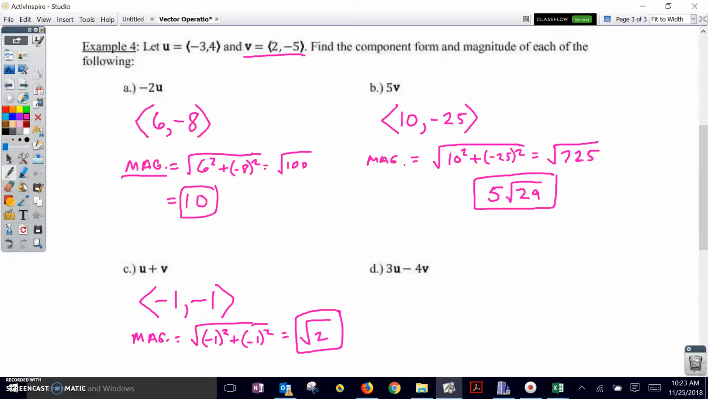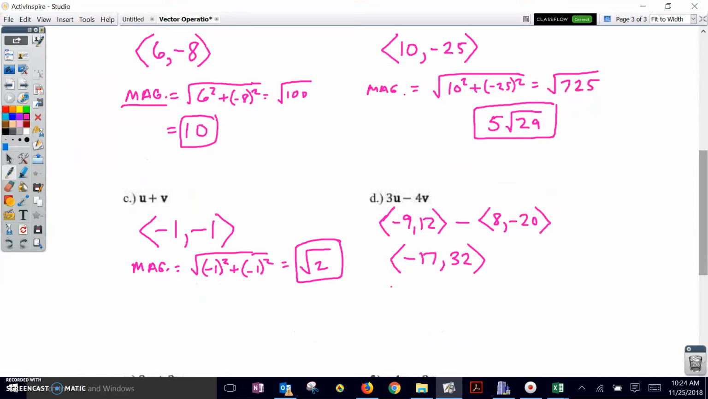Alright, next we've got 3u minus 4v. So what we really have is the vector 3u, which is <-9, 12>, minus the vector 4v, which is <8, -20>. All I did was multiply the constants times the components, and now I'll subtract these, and I get <-17, 32> to represent this vector.